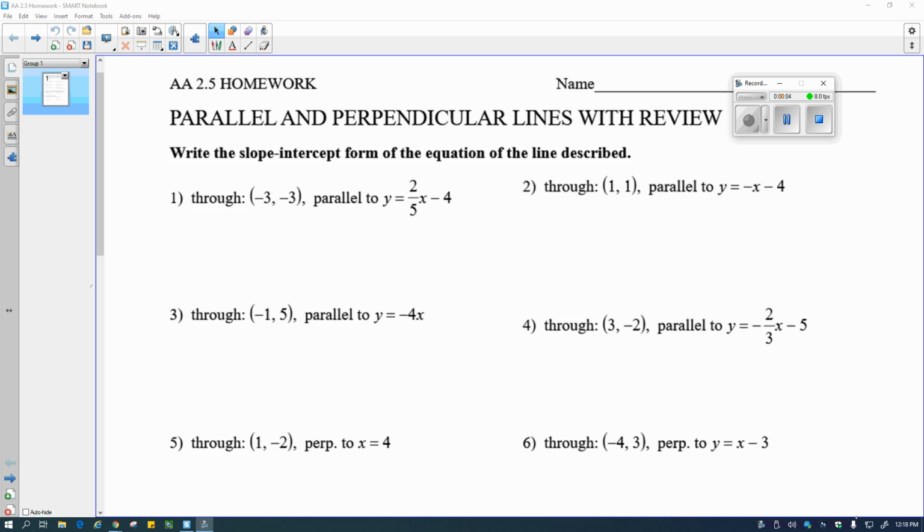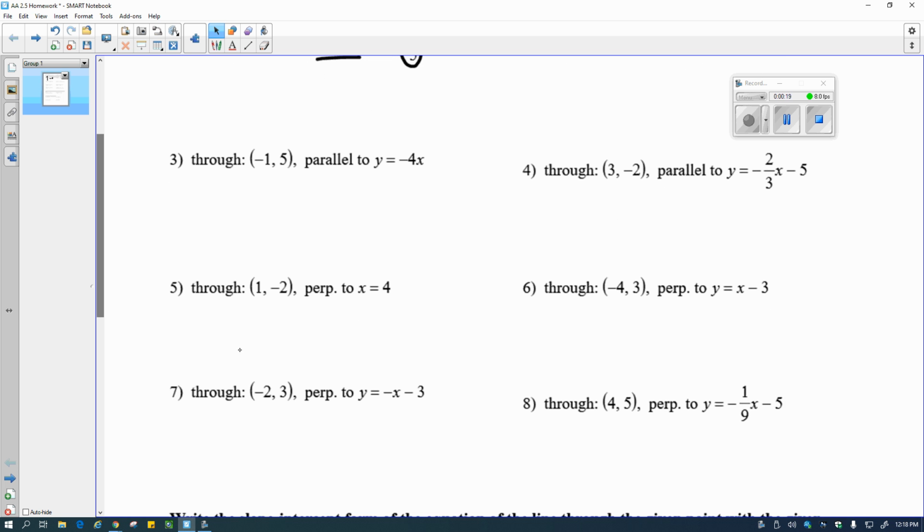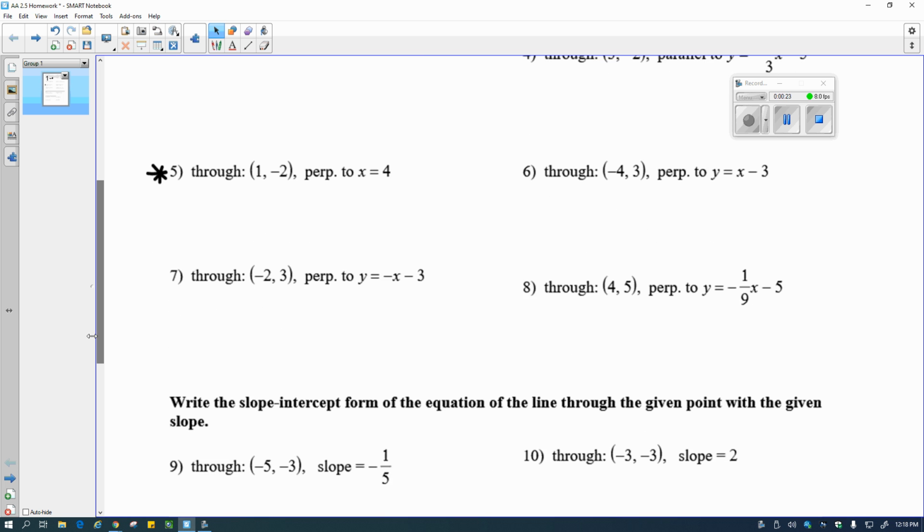We're going to be going through step by step. The thing that you have to remember about parallel is if lines are parallel, you're going to use the exact same slope. And if it's perpendicular, I'm going to skip this one right now. I'll come back to that one later. But if it's a perpendicular slope, you use the opposite reciprocal.